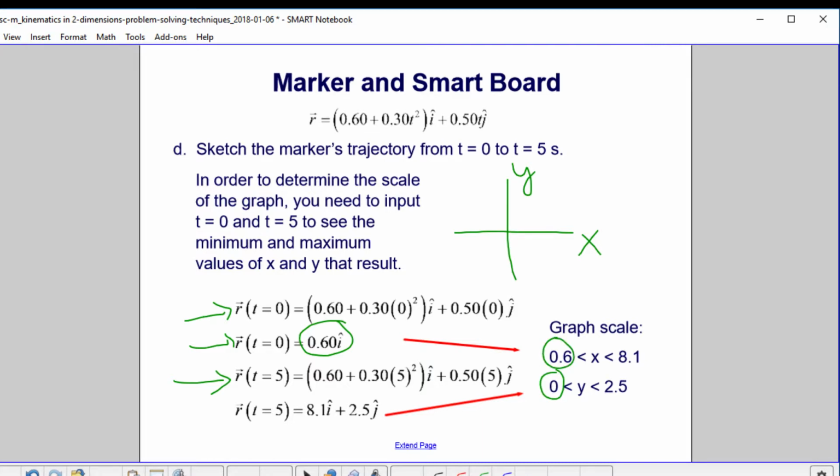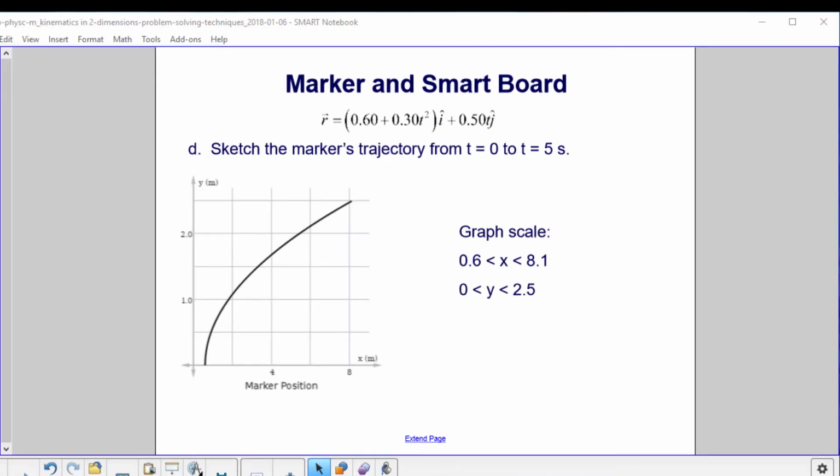Now the position at t equals 5 will be 8.1i plus 2.5j. So the 8.1 gives us the max for x, and the 2.5 gives us the max value for y. Inputting our criteria into graphfree.com, the graph is drawn as so. And we can see our scale, x ranges from 0.6 to 8.1, so that looks good, that's the x-axis, and y goes from 0 to 2.5, and you see it's kind of got a parabolic shape here.